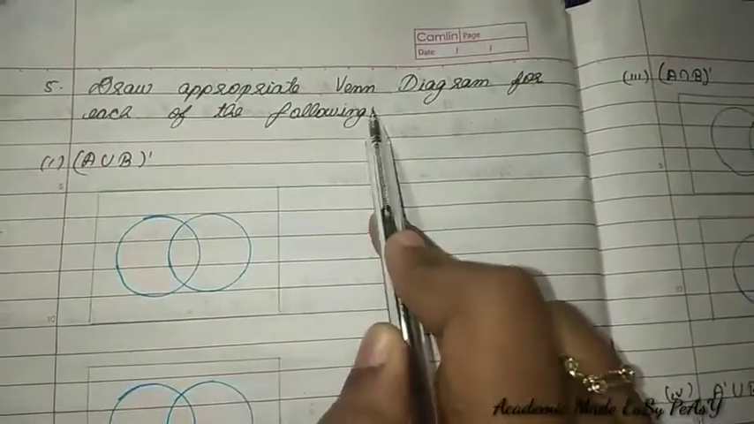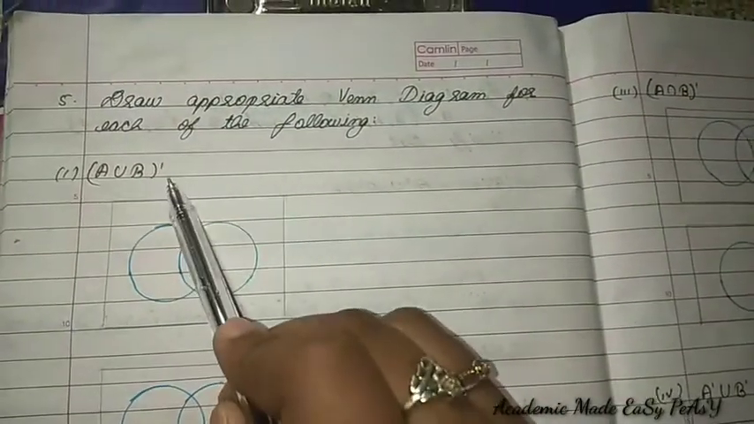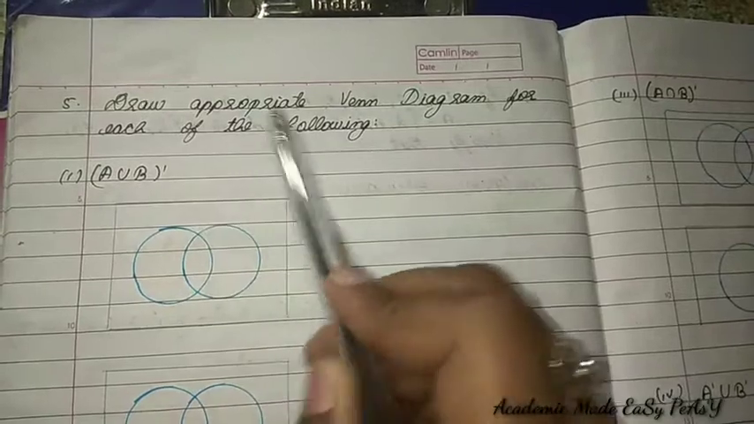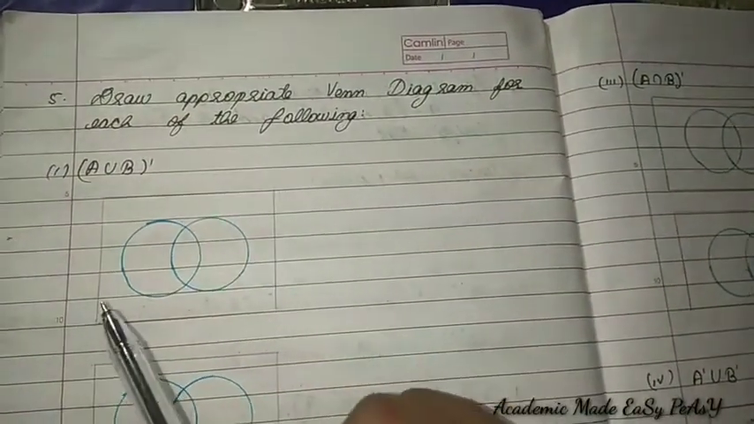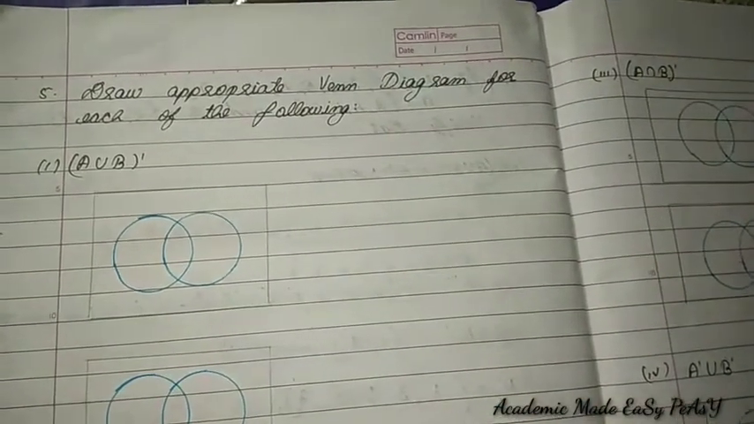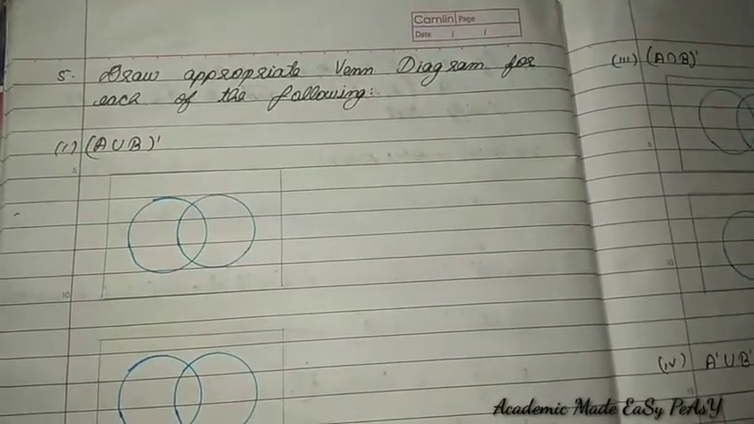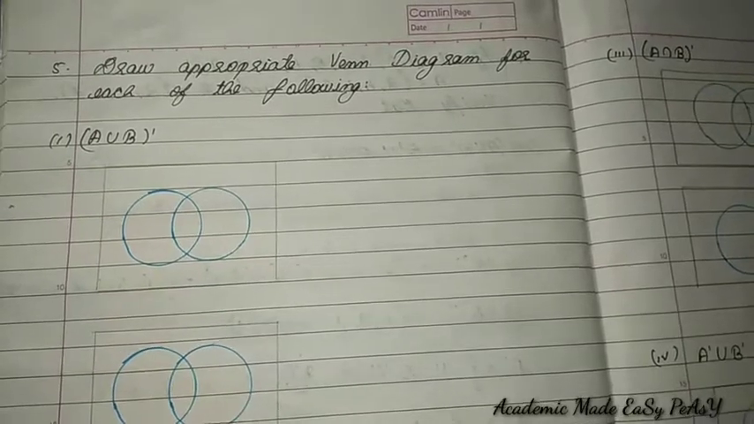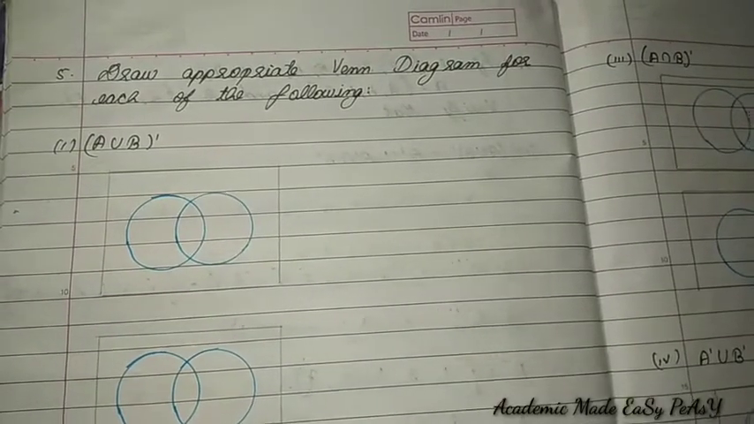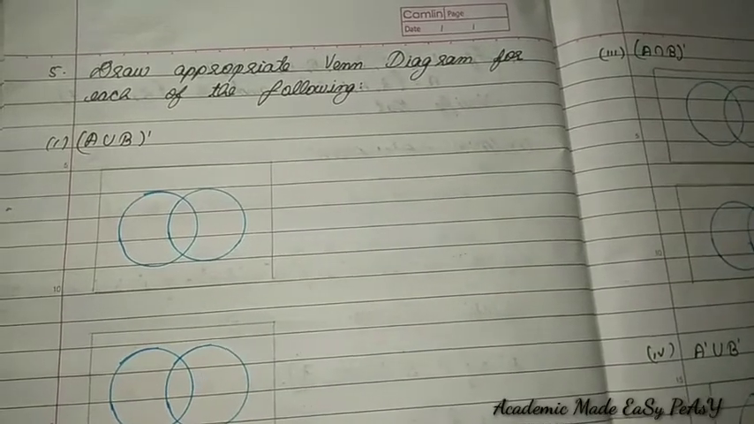Draw appropriate Venn diagram for each of the following. So now in the previous question the same thing was given where we did with some elements, that is numbers. Here we will be using the Venn diagram. So now (A union B)'. So first, as usual, we did for the previous sum. First we found what is A union B, isn't it? The same thing we will be doing here. First we will be drawing A union B, then for (A union B)'.